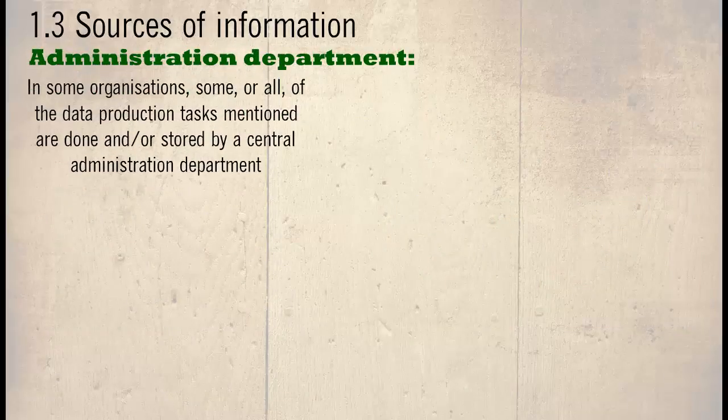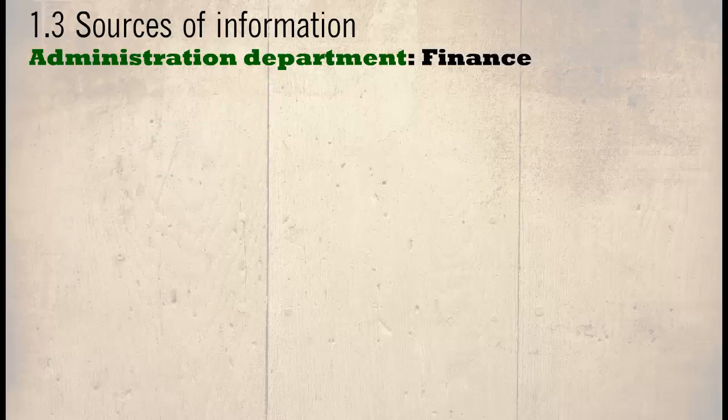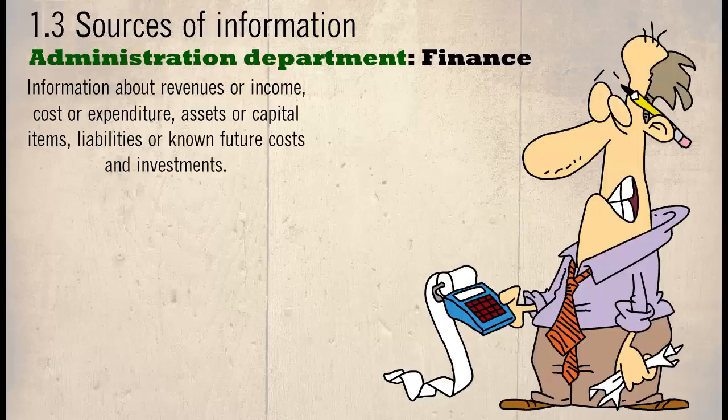In some organisations, some or all of the data production tasks mentioned are done and/or stored by a central administration department. Financial department. Information about revenues or income, cost of expenditure, assets or capital items, liabilities or known future costs and investments.